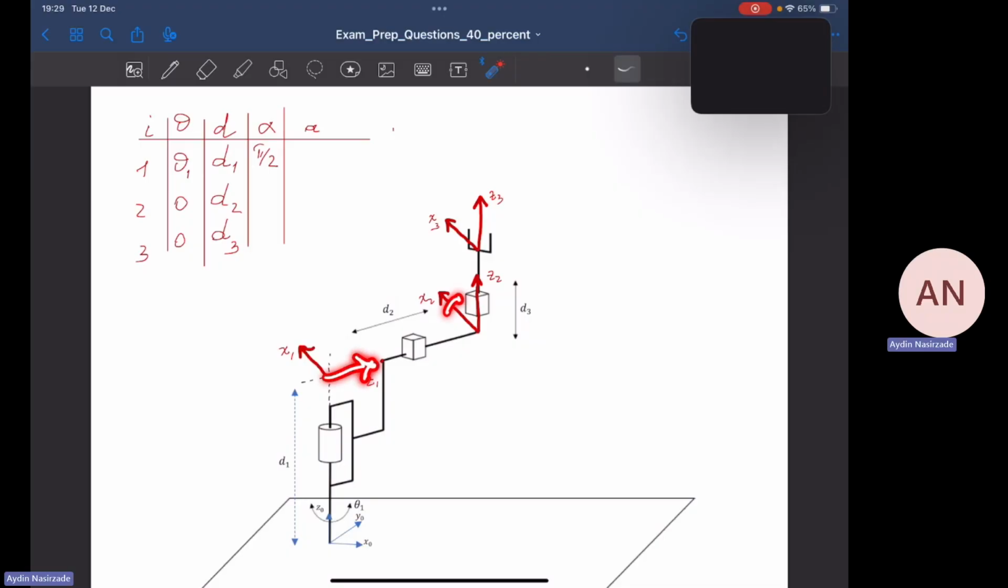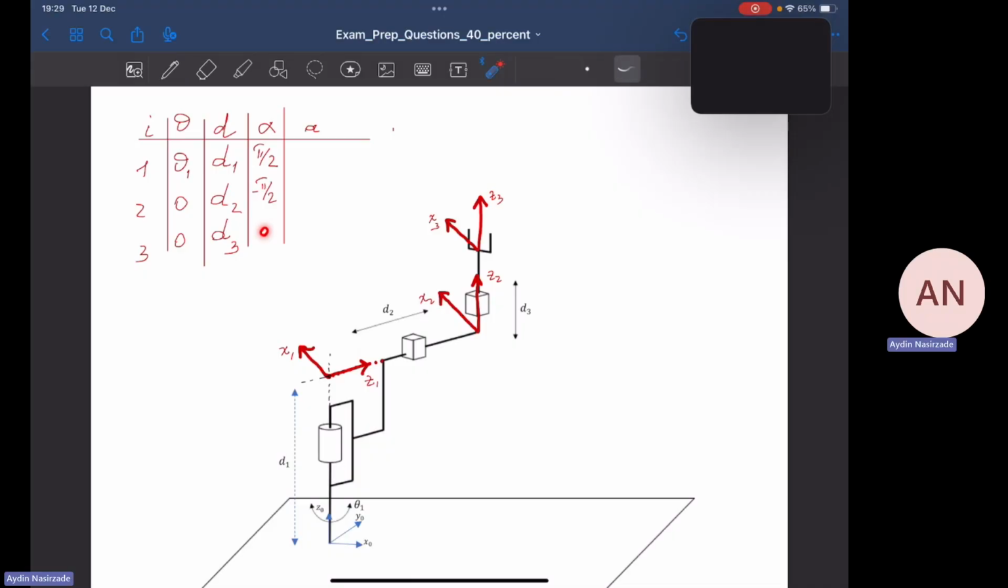Okay, so it was here. Z1 is right here. Now I am actually kind of lifting it up. So positive direction was that one. This is the positive direction, but I'm lifting it upwards so that it can align with Z2. That is the reason why we have to write pi by 2. Okay?